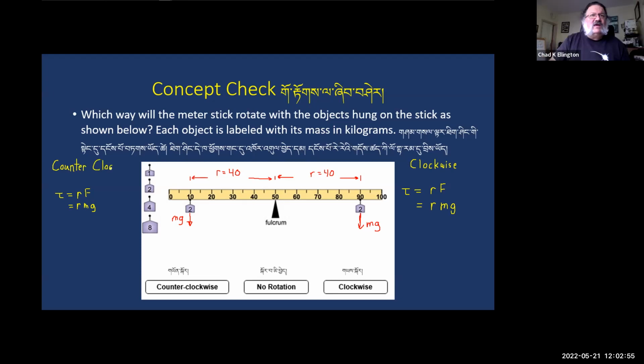So they're exactly equal in opposite directions.